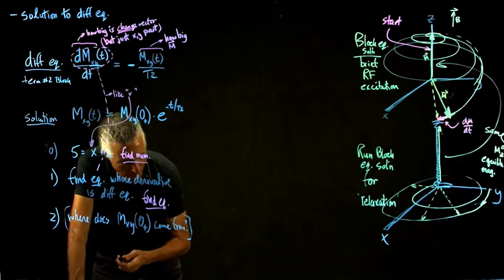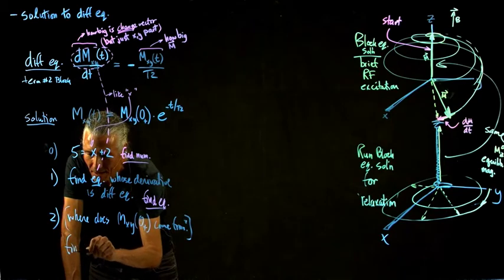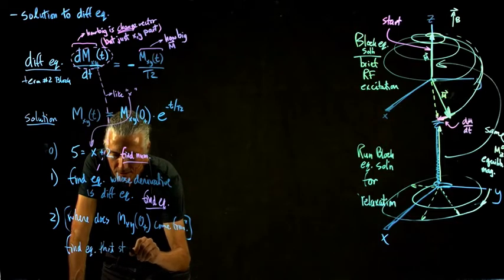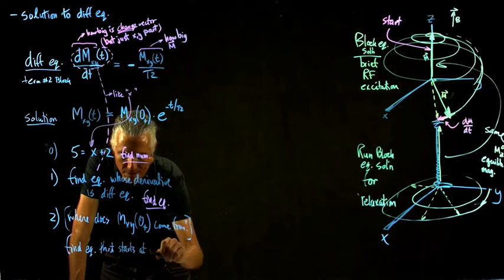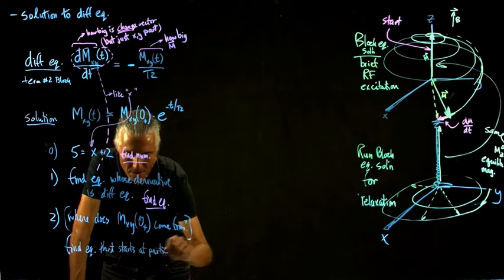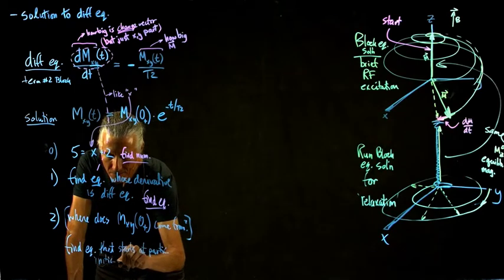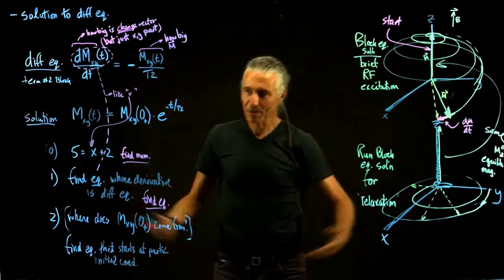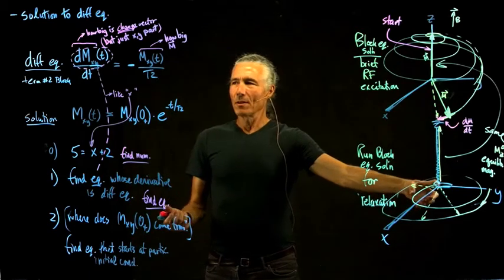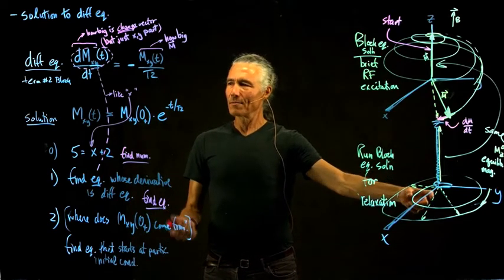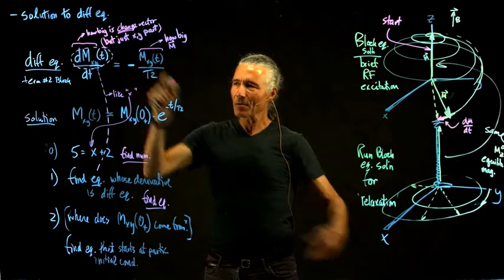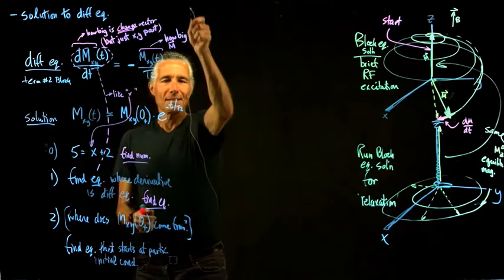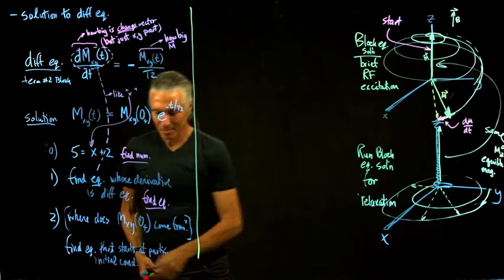And so our real problem is find equation that starts at a particular initial condition. And we've added the initial condition. It wasn't in the original equation. The initial condition is, I start off with 0.2 of transverse magnetization. Now tell me what happens next. Okay, so that's the problem.